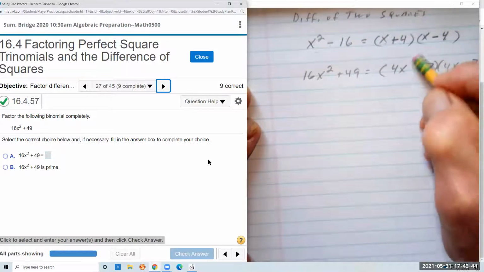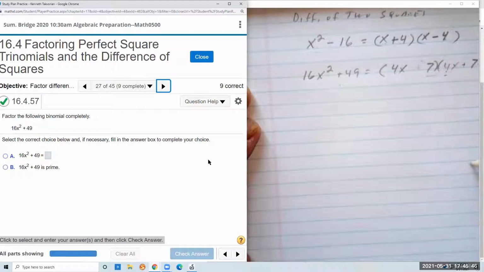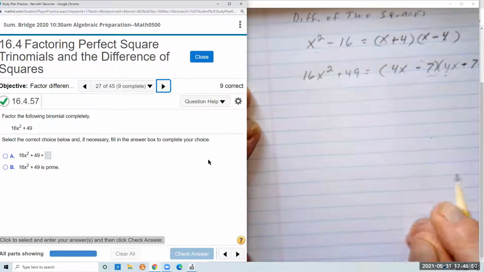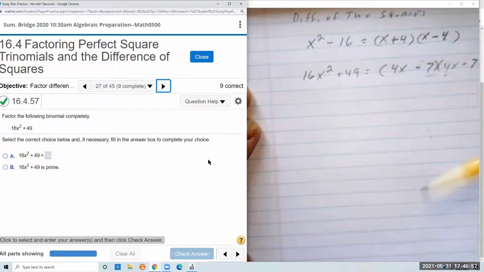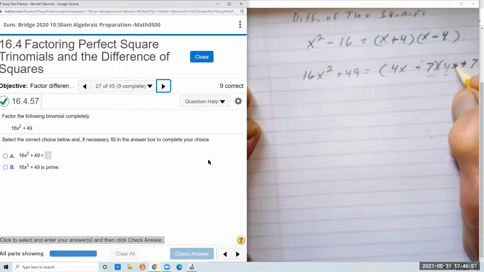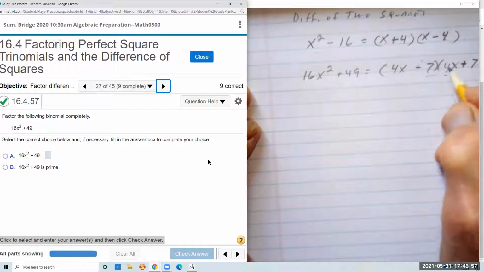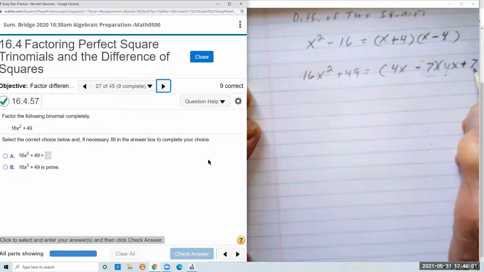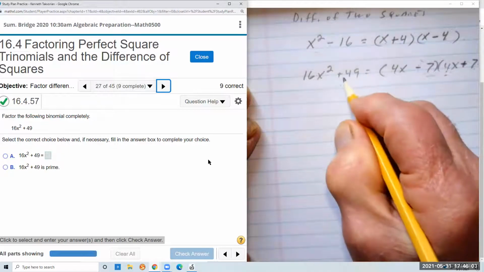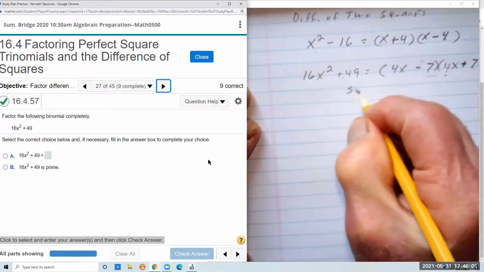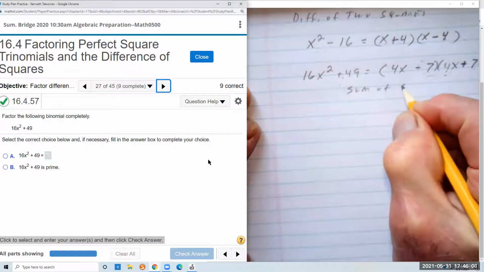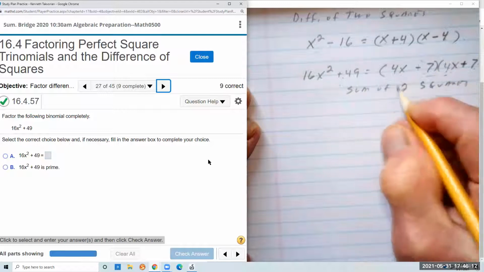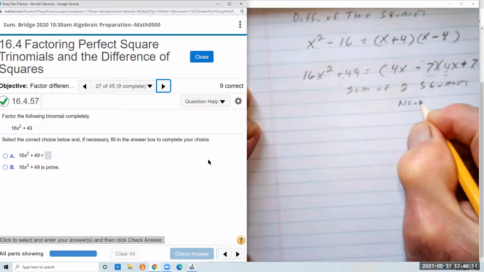If they make them both negative, likewise, they get a middle term. If they make one negative and one positive, now the inside product and the outside product will cancel, but the last term is a negative 49. So the sum of two squares is non-factorable.